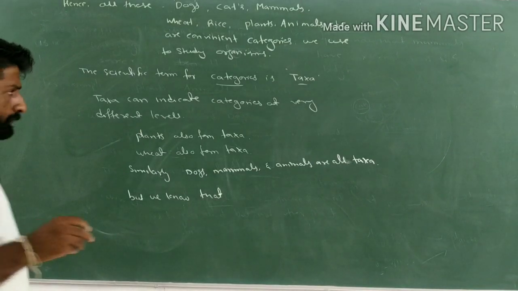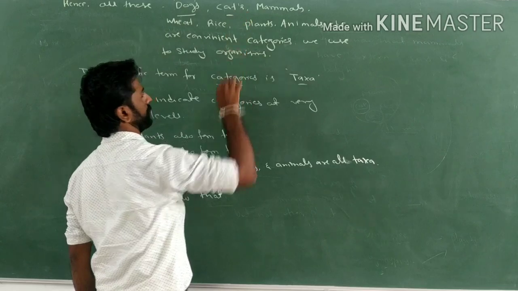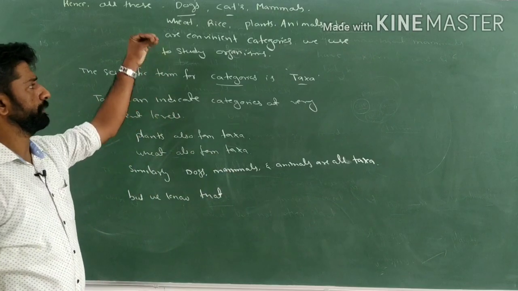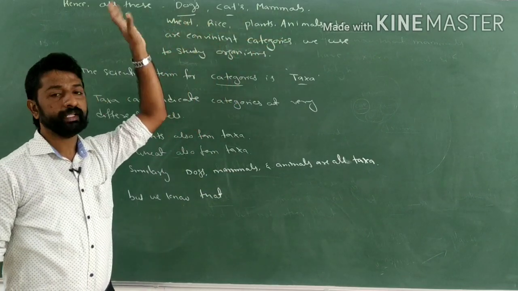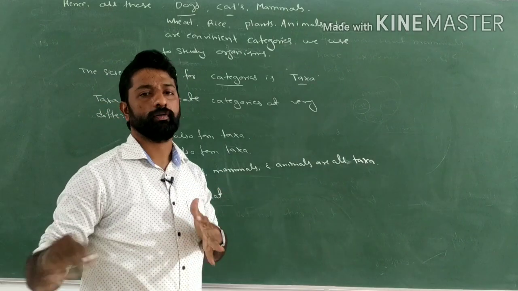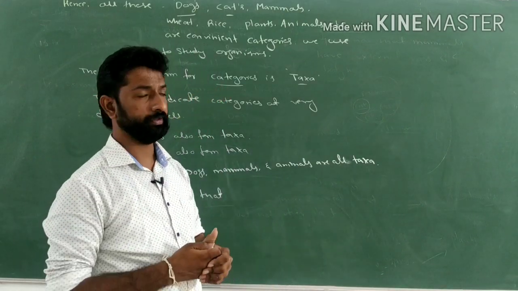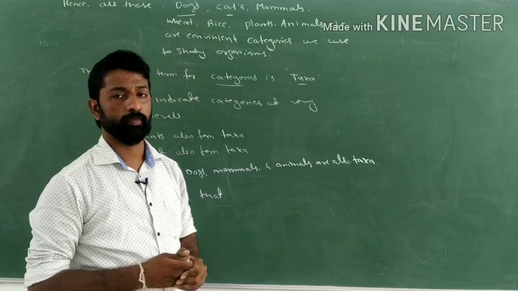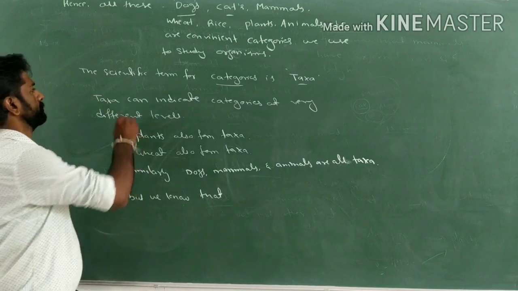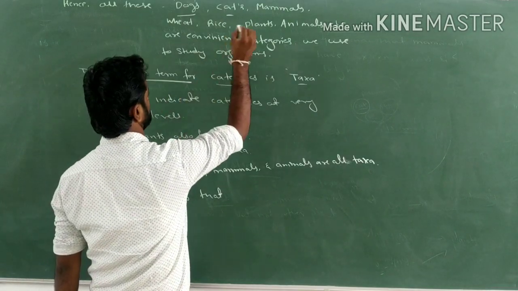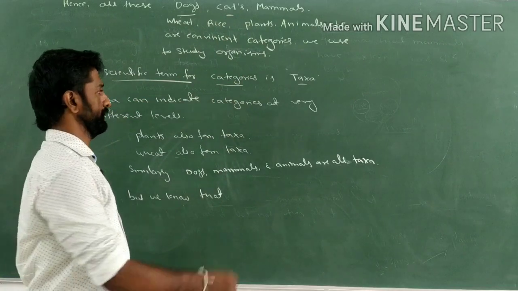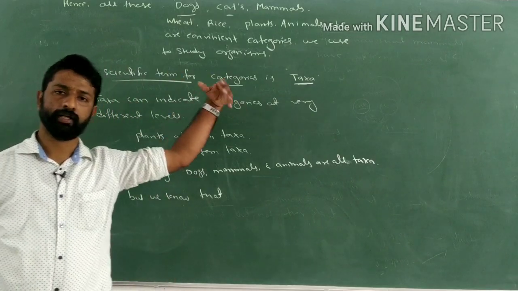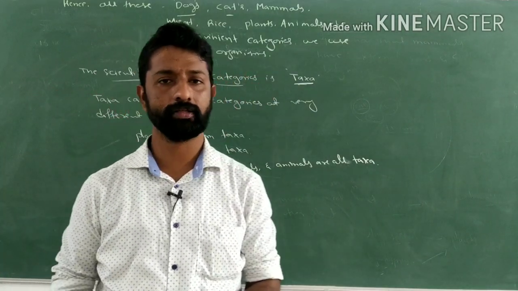So hence, whatever terms we have used, that is dogs, cats, mammals, animals, plants, wheat, rice, so many, these are the convenient categories we use for our studies. And we know this categorization or classification is based on easily observable characters. So what is the scientific term for the categories? The scientific term for the categories is taxa. So instead of categories, in a scientific manner we call it taxa.